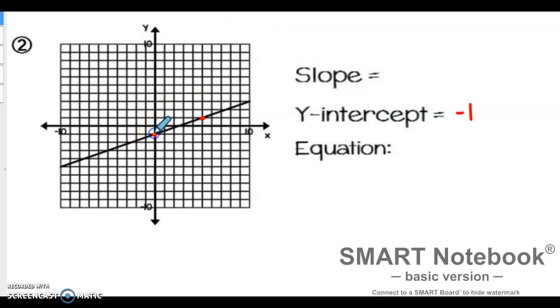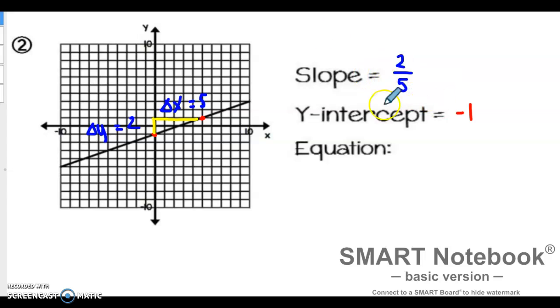We need to get from one red point to the next one, we need to go up 2. So our change in y is 2. And then we need to go to the right 1, 2, 3, 4, 5. So our change in x is equal to 5. Now that we've used 2 points on the line to draw in our slope triangle and find the change in y and the change in x, we can easily write the slope as 2 over 5.